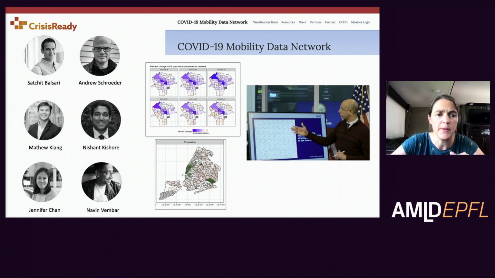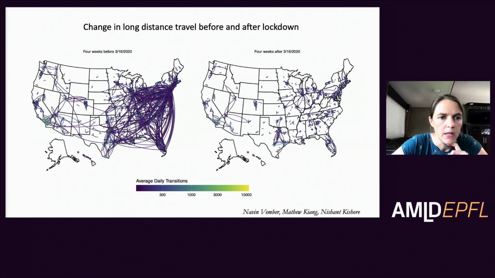And I'm going to present some of the data that were put together by my team, specifically Nishant Kishore, who's my graduate student. So of course, some of the stuff that you can do with this data is obvious, right? So you can look at long distance travel. Here, we're just looking at long distance travel in the US before and after the big lockdown in the middle of March of last year.